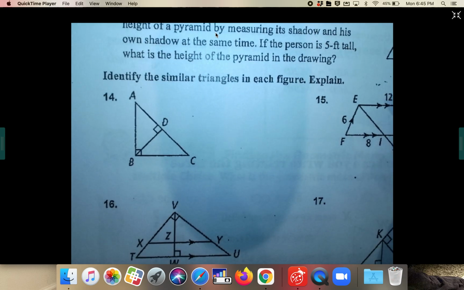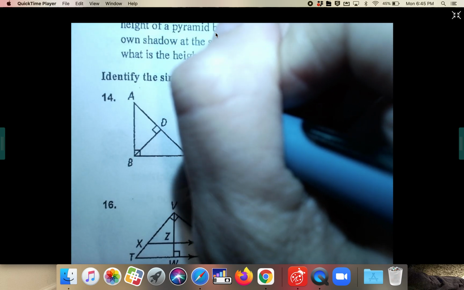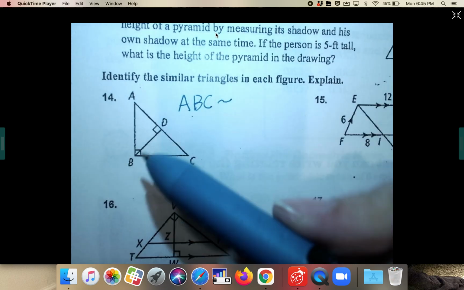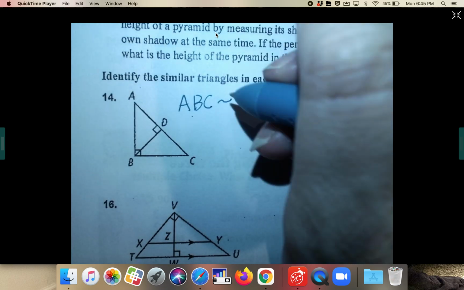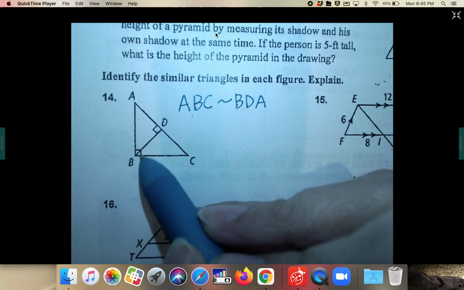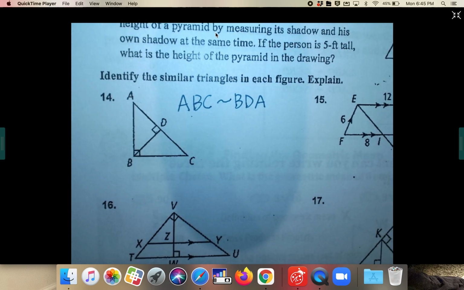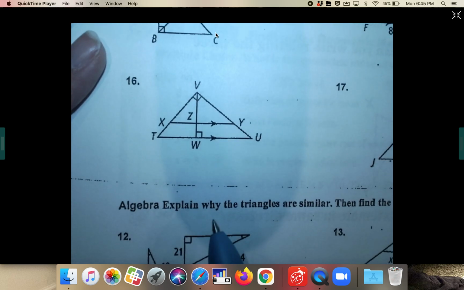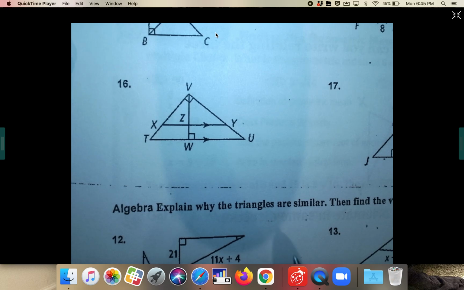So the similar triangles are ABC, and it is similar to BDA. And the reason we know that is because of the right angle in each one. Okay, we're going to kind of start skipping because I think this all is probably going to start making sense.